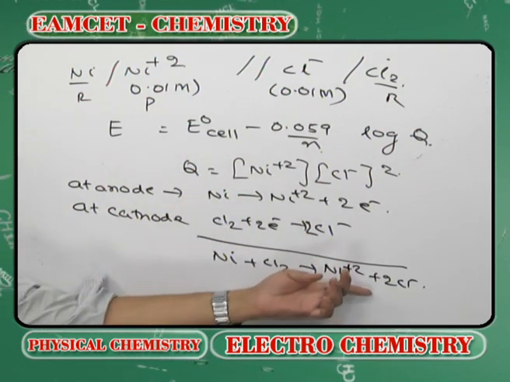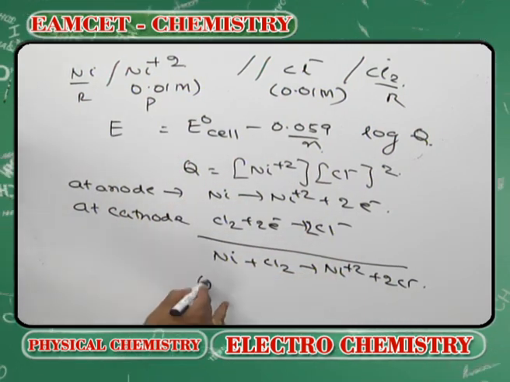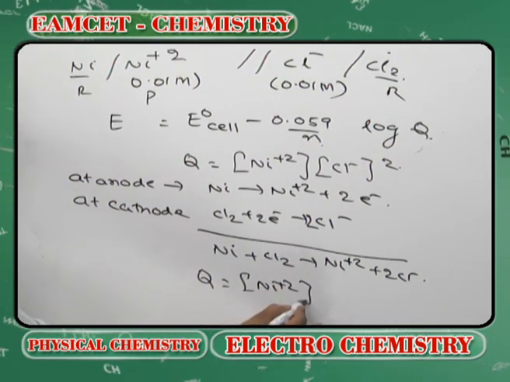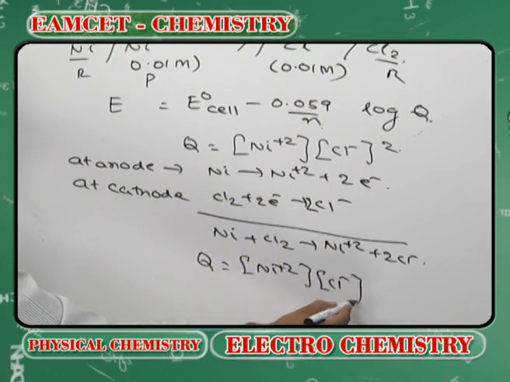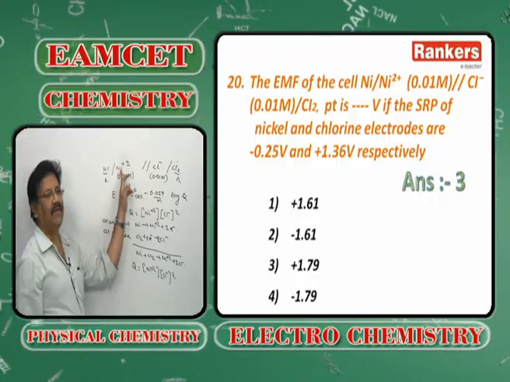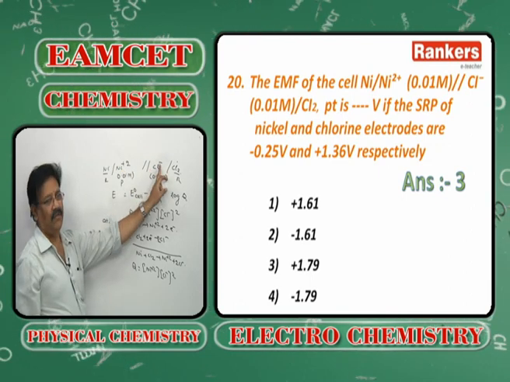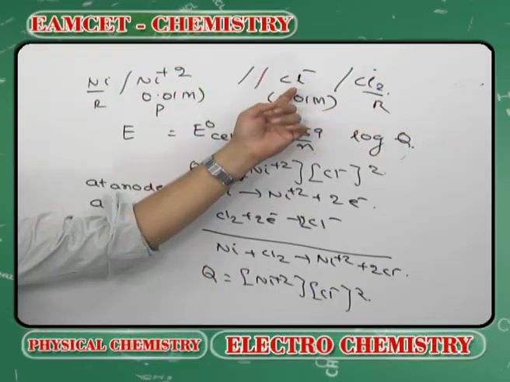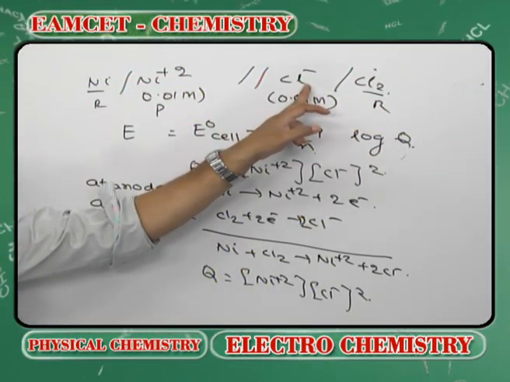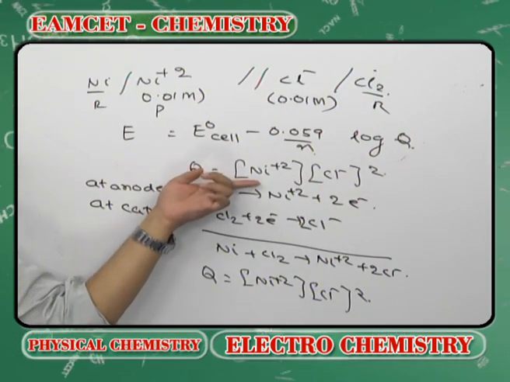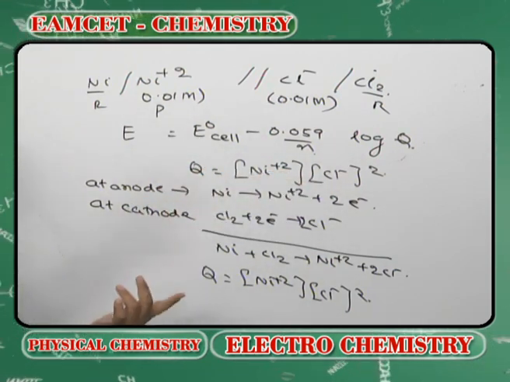So, based on that, what will be the Q value? Nickel plus 2 and Cl minus square, because nickel is bivalent and chlorine is monovalent. To equalize the number of electrons, this must be multiplied with 2. That is why Q will be taken as nickel plus 2 times Cl minus whole square.